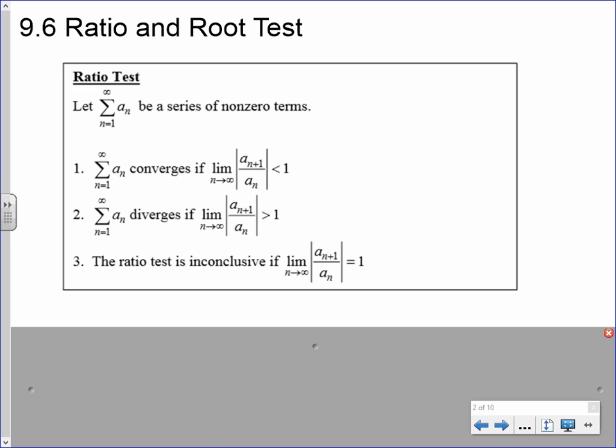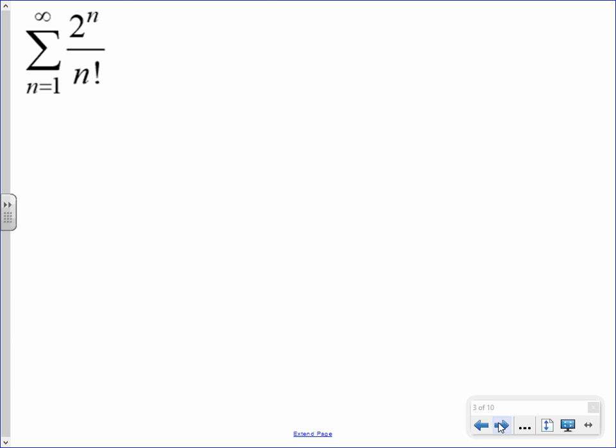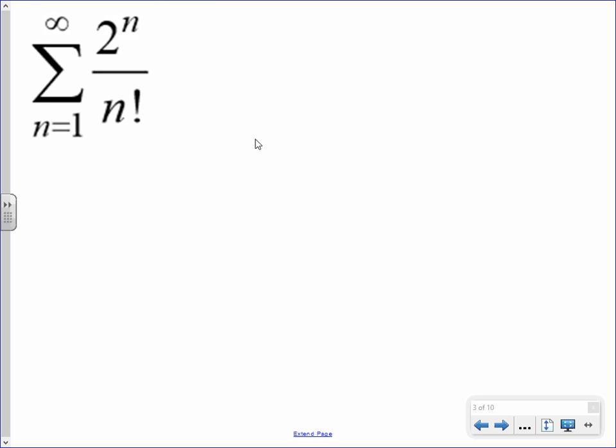Now, I will say that the ratio test, okay, it's not as much work as the integral test, but it is more work than like the direct comparison test, right? So I wouldn't try to use this all the time, but I would try to use this on the wacky ones. And what do I mean by the wacky ones? This guy right here, perfect candidate for the ratio test.